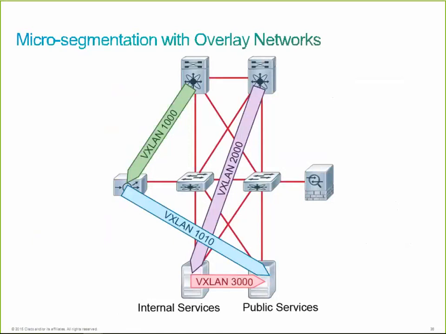The last thing we'll talk about in this lesson is this concept of micro-segmentation with an overlay network. All right. Classic security models, they're hard to adapt to a multi-tier application requirement because, well, why is that? Why is a classic security model hard to adapt to a multi-tier application environment?